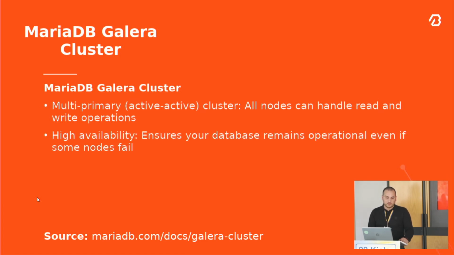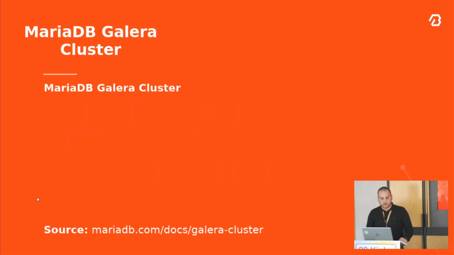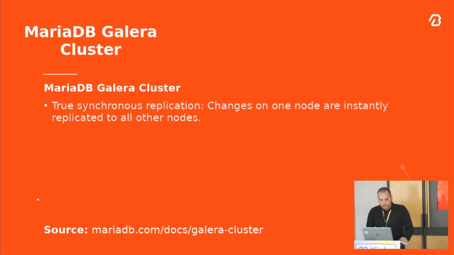And it has high availability, of course, because it ensures our database remains operational even if some nodes fail. The most important thing to say here is we need a minimum of 3 nodes to run. It won't run on 2 nodes. Of course, it also distributes workload across multiple nodes for better performance. Any change in one node is replicated on all other nodes.